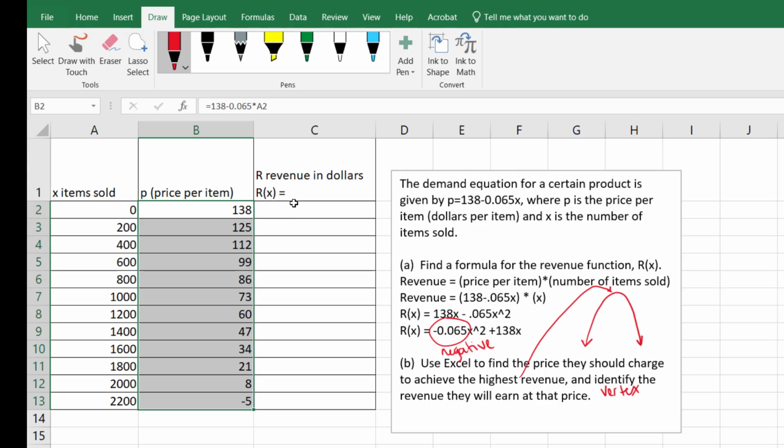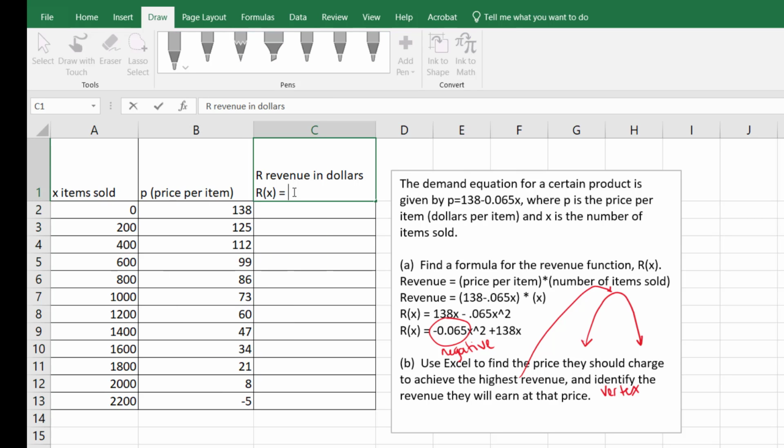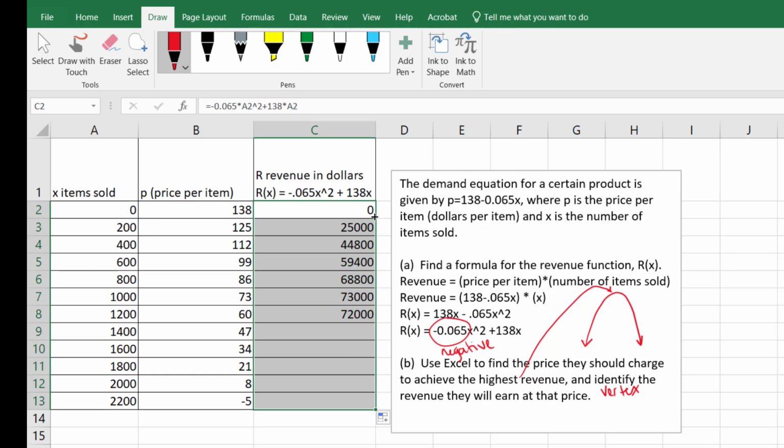And now I'm going to input into Excel our revenue function, which we know is negative 0.065x squared plus 138x. So I type that formula in Excel. I'm making sure that my X values are coming from column A, because that's where the X values are. Drag my formula down. Now, which input value should we use for X? The very lowest value of X that makes sense in context is 0, because the smallest number of items they can sell is 0 items.